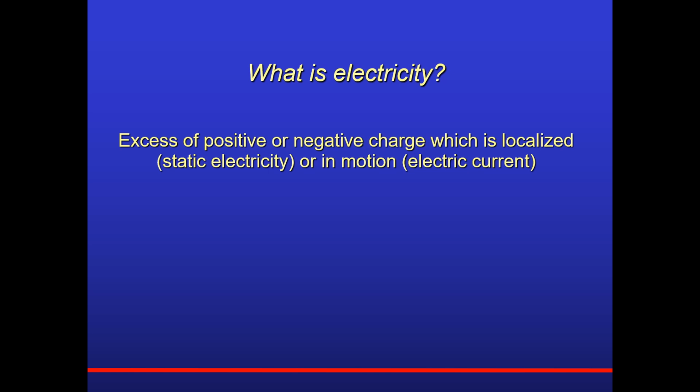Now, we said that the concept of electricity and charge was developed by rubbing different materials together. What people found, there are two types of charge. They called one positive and one negative. And whenever you have an excess of one or the other, either localized or in motion, you have electricity. In other words, it's all about charge.